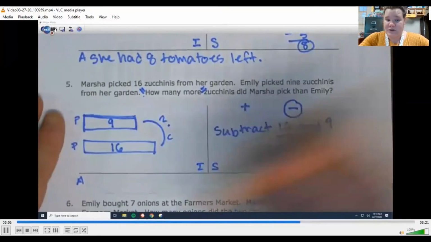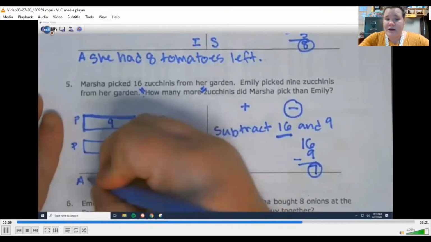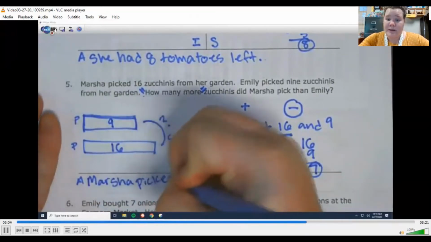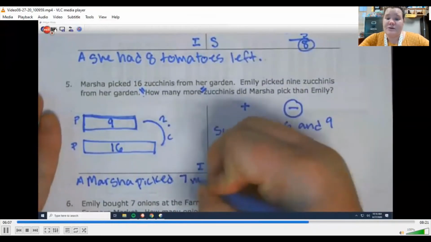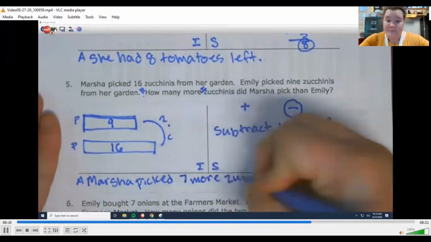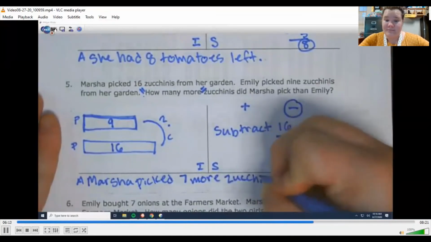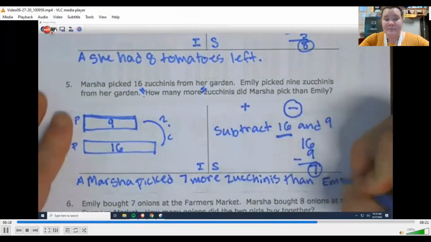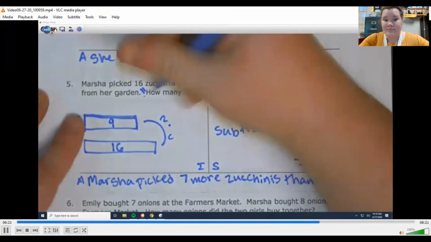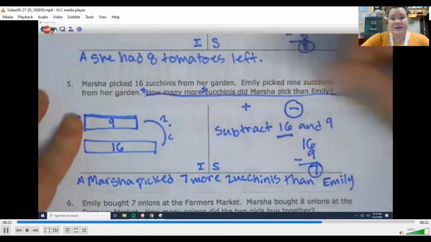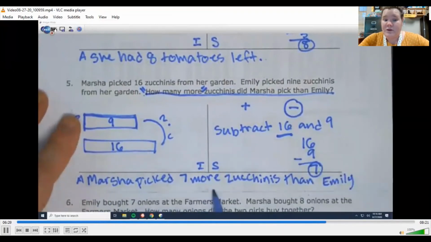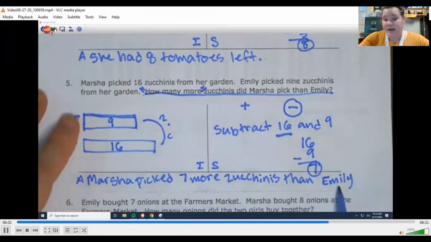and we're going to put that in an answer. So the question was, how many more zucchinis did Marcia pick than Emily? Our answer would be, Marcia picked 7 more zucchinis than Emily. And we really want to make sure that it sounds like an answer to our question, okay? So when they ask, how many more zucchinis did Marcia pick than Emily? You would say, well, Marcia picked 7 more zucchinis than Emily, right?